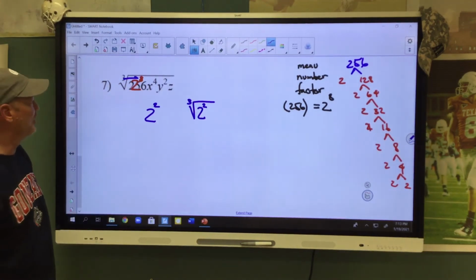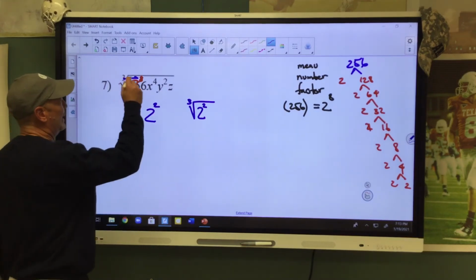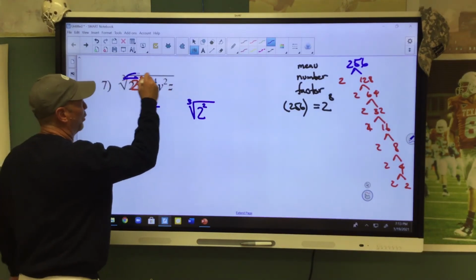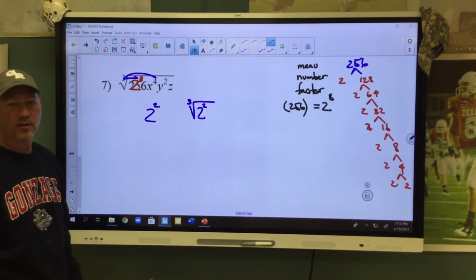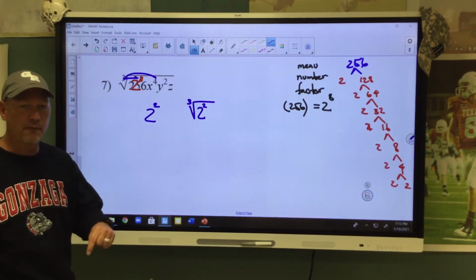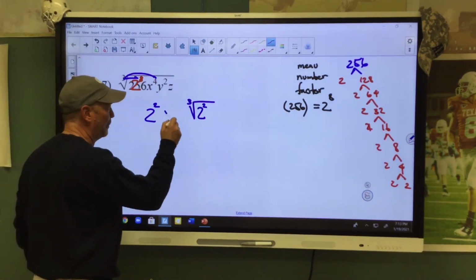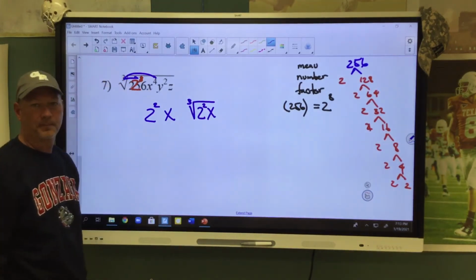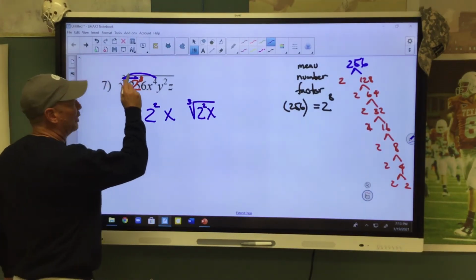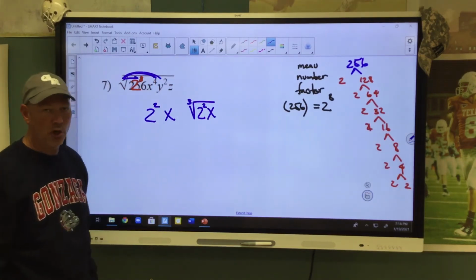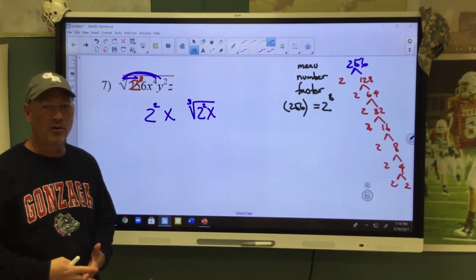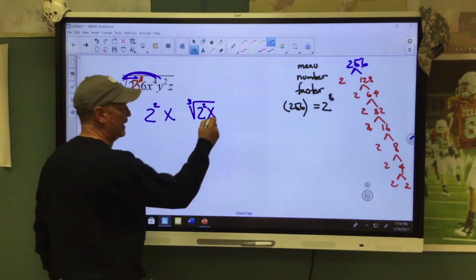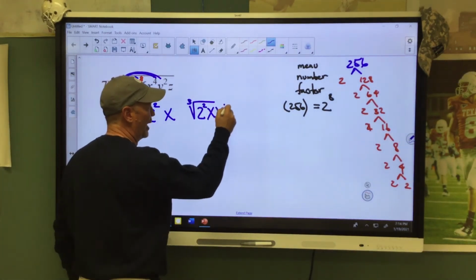Now we look at the other stuff, okay? How many times will 3 go into 4? 3 goes into 4 1 time with 1 left over. Will 3 go into 2? No, 2 is too small. So that just stays inside the radical or underneath the radical.